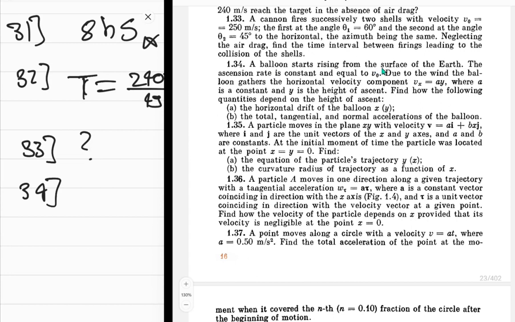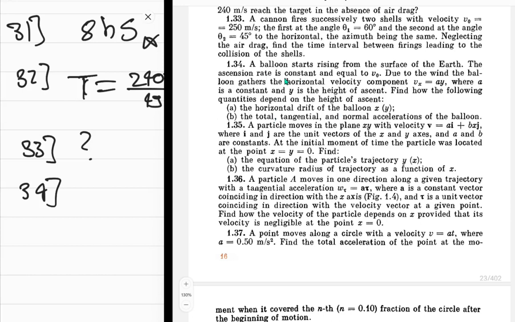A balloon starts rising from the surface of Earth. The ascension rate is constant and equal to V0. Due to the wind, the balloon gathers the horizontal velocity component Vx equal to a y. Okay, wait, what? a y. Y is the height of the ascent. Oh, all right. So, fine. Where a is a constant and y is the height of the ascent.